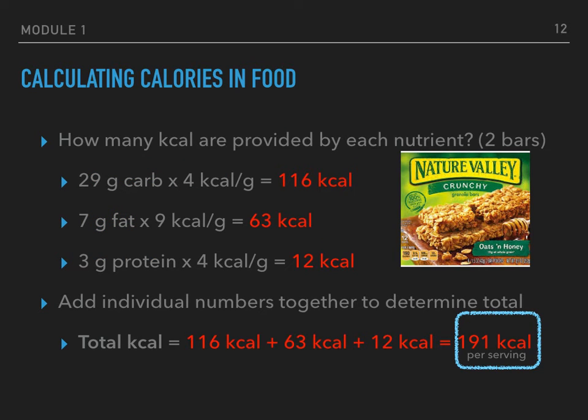To determine the calories in 1 serving or 2 bars of granola bars, the 29 grams of carbohydrate in the bars is multiplied by the number of calories contributed by carbs per gram, which is 4. The same is done for both fat and protein. Once these numbers are calculated, they are added together to get 191 total calories per serving. And you can see I've listed these numbers in red on the slide.